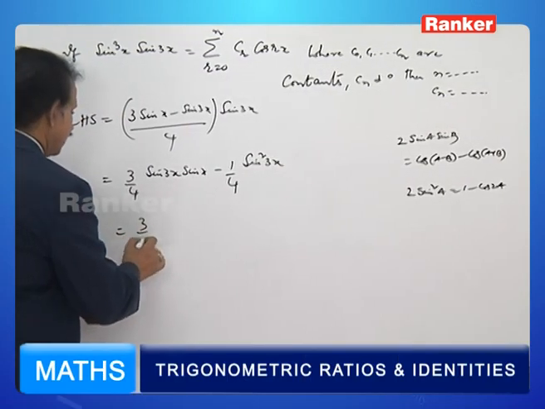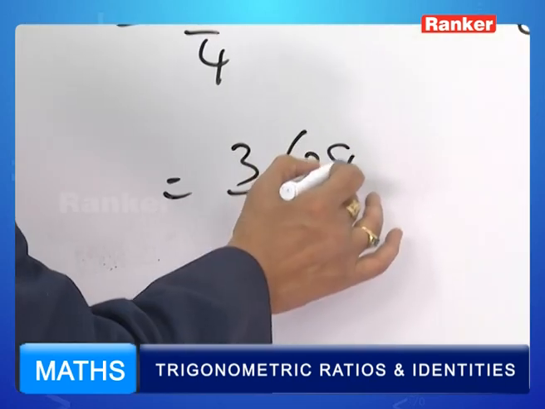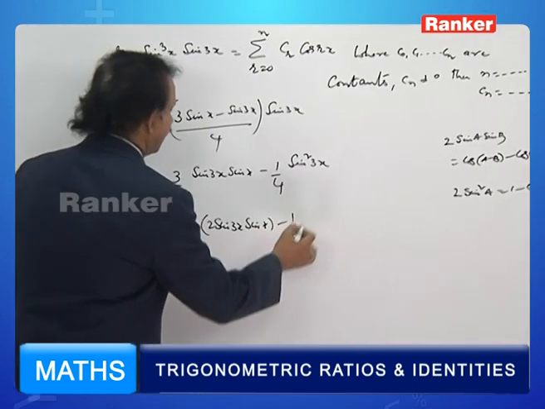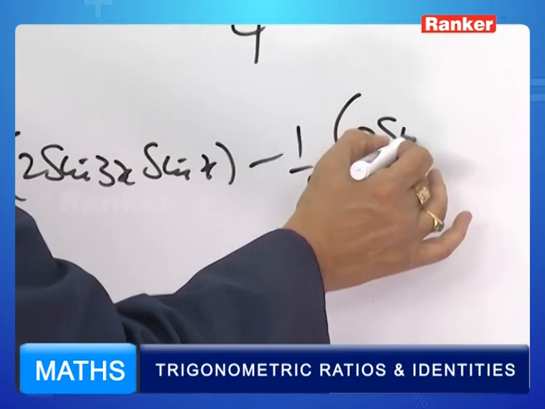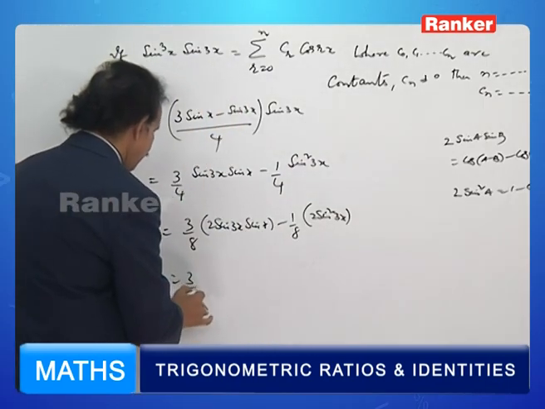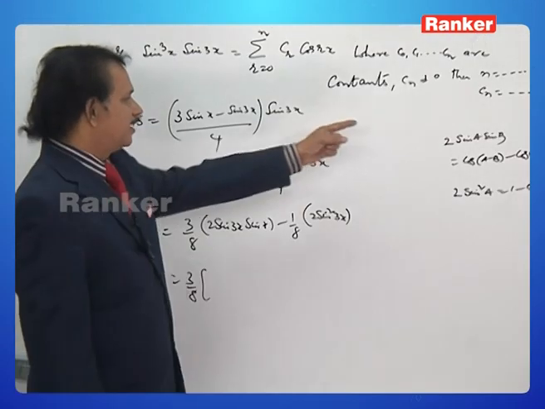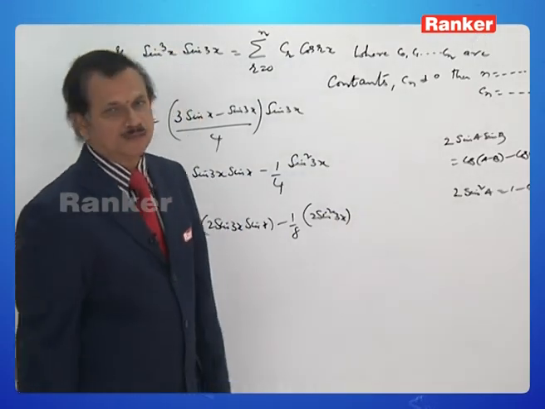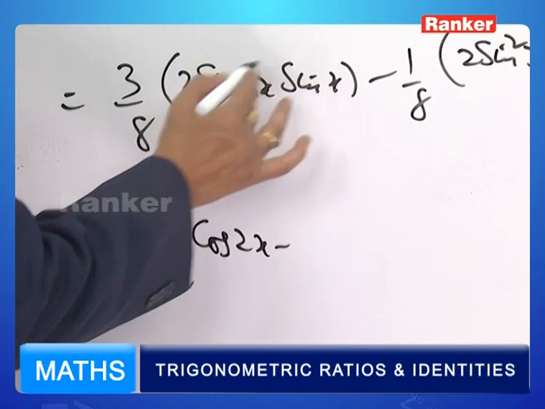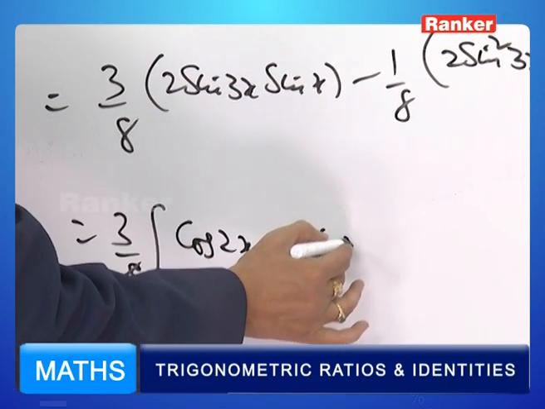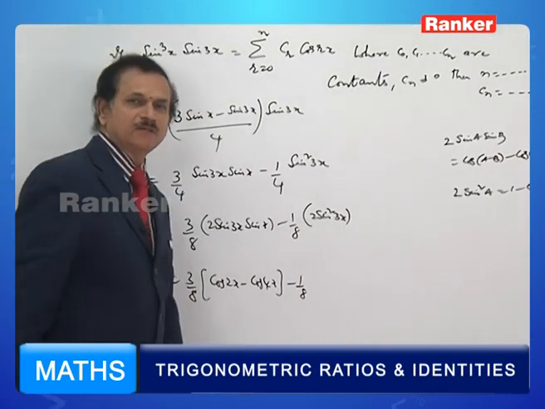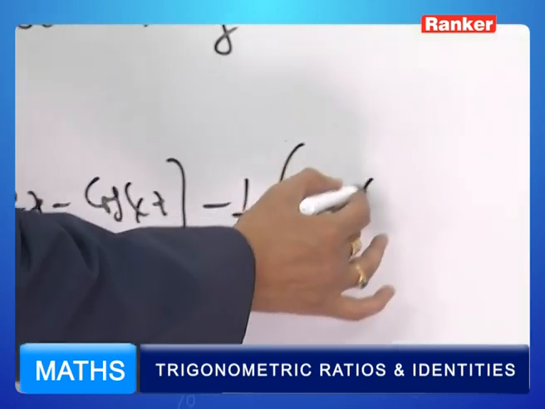I am writing this as 3 by 8 into 2 sin 3x sin x, minus 1 by 8 into 2 sin square 3x. 3 by 8 into, come on friend, 2 sin A sin B. What is the formula? Cos of A minus B minus cos of A plus B. Cos of A minus B is cos 2x. Cos of A plus B is cos 4x. 1 by 8 into 2 sin square A. What is the formula? 1 minus cos 2A. So it is 1 minus cos 6x.